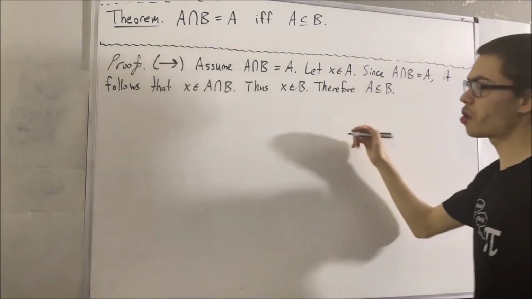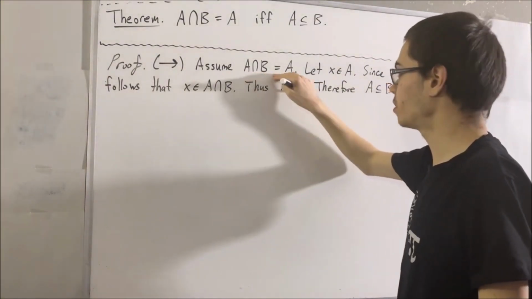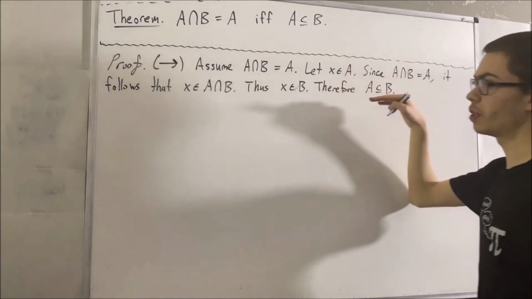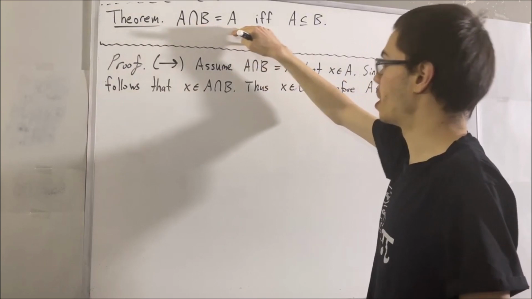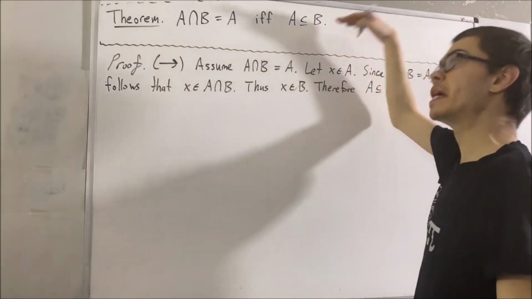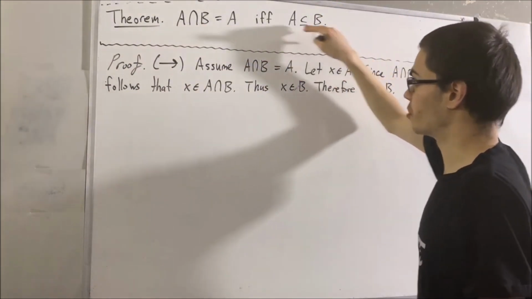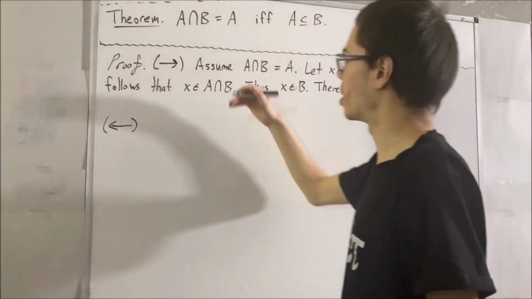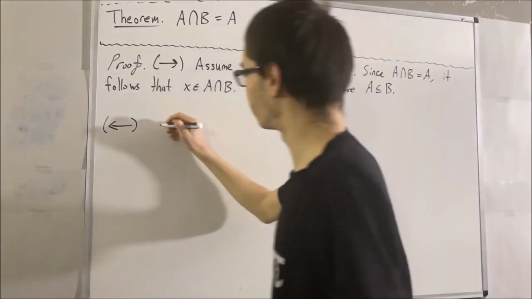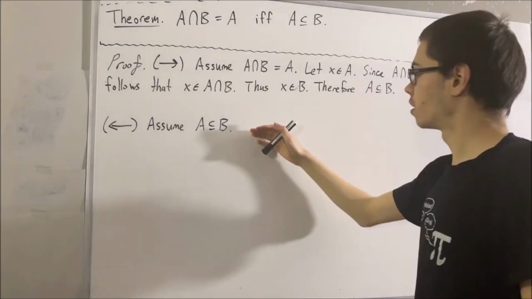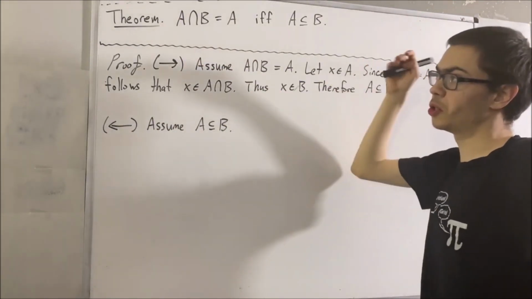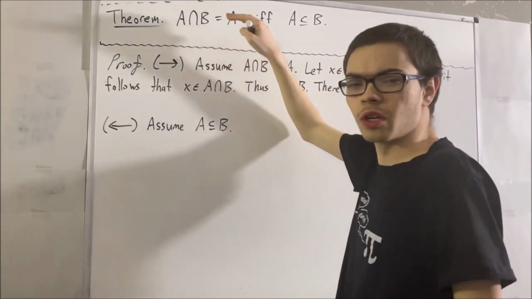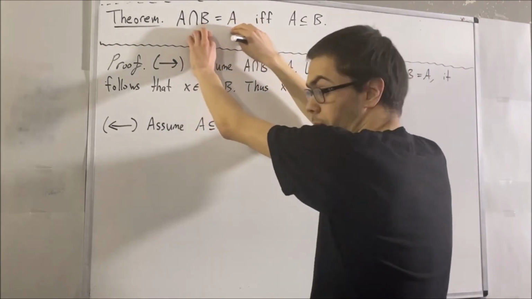So we started by assuming that A intersect B is equal to A, and we deduced that A is a subset of B. So really, we have proven that if this is true, then this is true. Now we're going to prove that if this is true, then this is true. And to do so, assume this is true. And our whole goal now is to prove that A intersect B is equal to A. And we're trying to prove that two sets are equal.